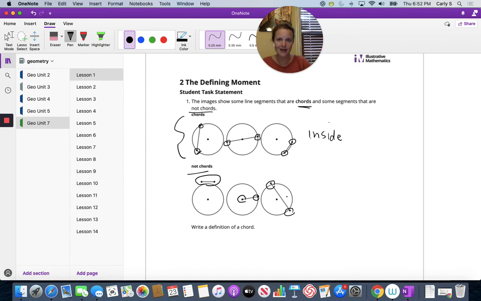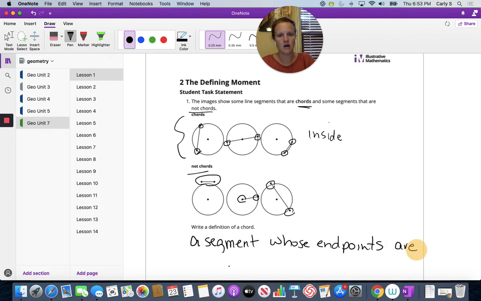So if I wanted to write a definition of a chord, what would I write? All right, I'm gonna get the technical definition because I really like the technical definition. So the definition of a chord is a segment whose endpoints are on a circle. That's good penmanship there. Okay, so that's my definition of a chord.